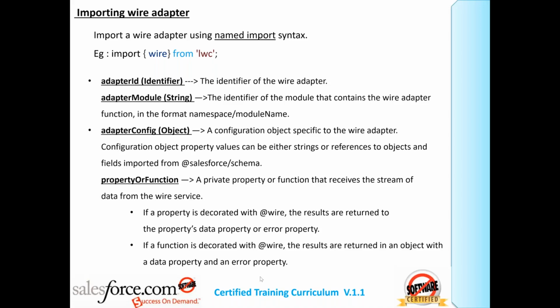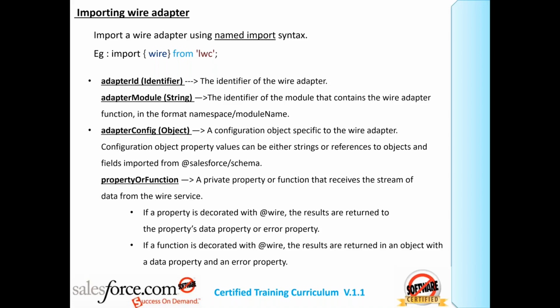Now, let me show this live in the system. What is a wire a property? What is a wire a function? Before that, just write a small line. If somebody asks you, what is a wire a property? Write down: whenever a wire adapter returns the data to a property, we call it wire a property.